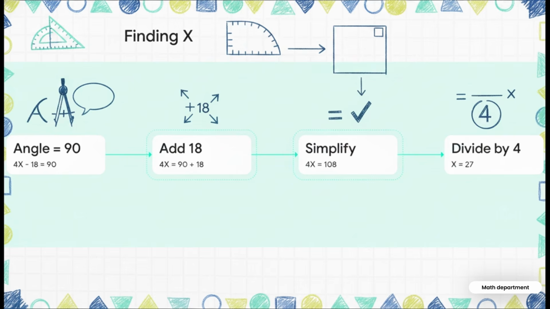Step 2, we need to isolate x, so we add 18 to both sides. 4x equals 90 plus 18. For step 3, that gives us 4x equals 108. And finally, step 4, we divide by 4, giving us x equals 27. Notice how setting up that underlying geometry rule right at the beginning makes the algebra an absolute breeze.